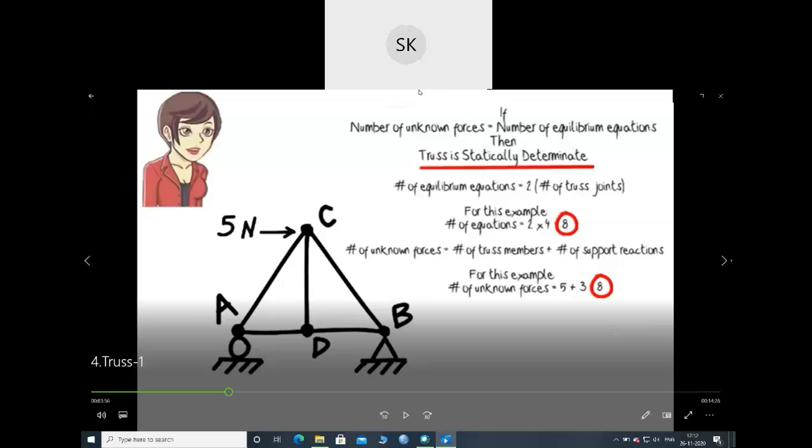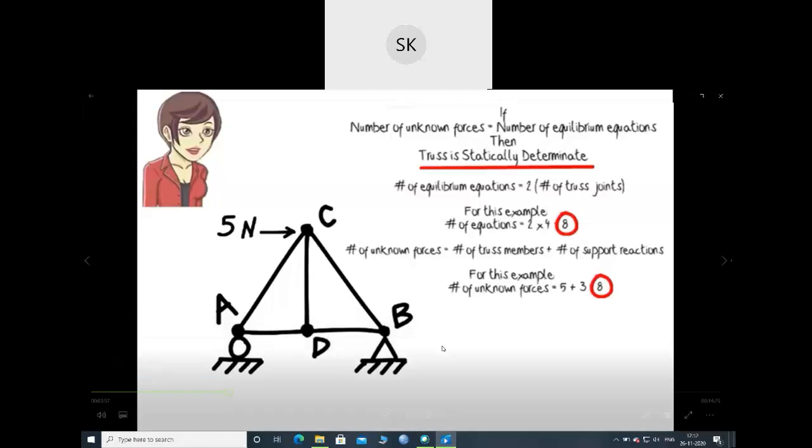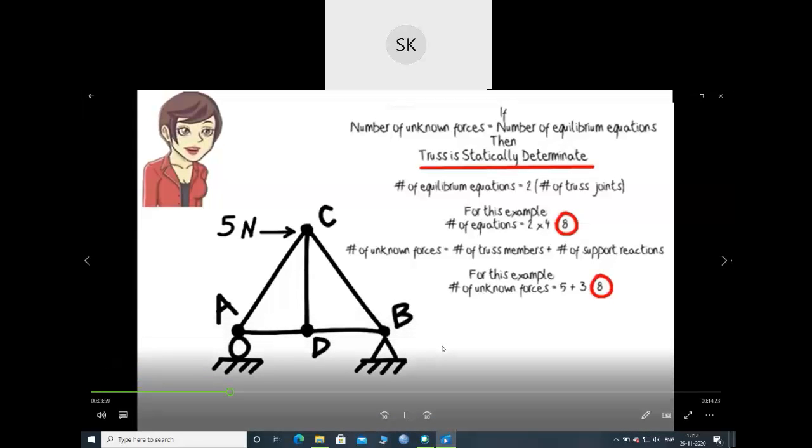Okay, so you should know this formula. To find the equilibrium equations, you have to double the number of joints. Whatever the number of joints, you just double it. And to find the unknown forces, you have to add the truss members plus support reactions. Based on that, you can compare and say which one is statically determinate and which one is statically indeterminate.